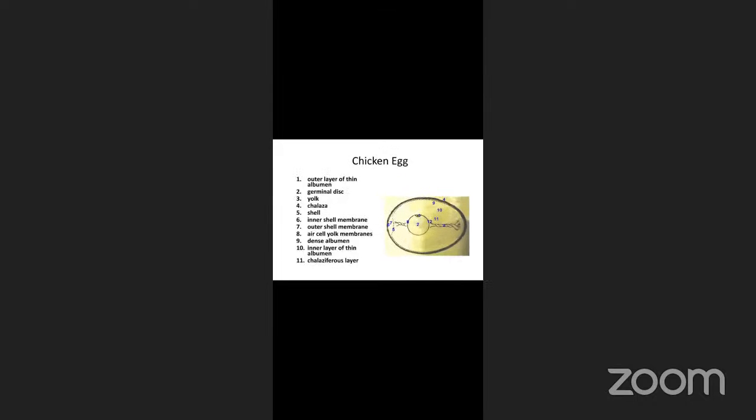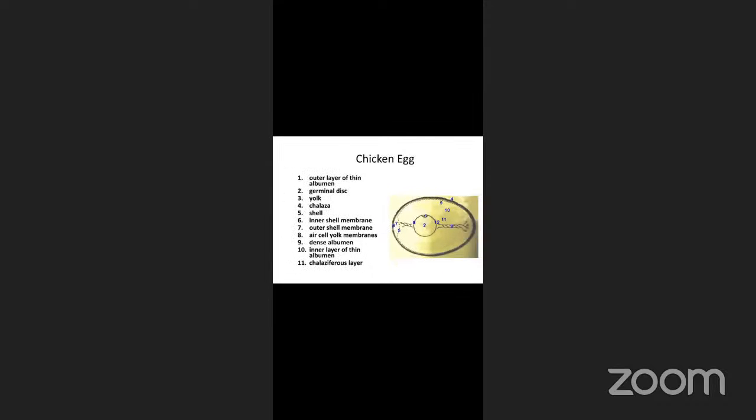Then this is how a chicken egg looks. The outer thin layer of albumin is present at the center, and inside that we have a germinal disc. And on 2 sides of this albumin layer, we have yolk and chalaza. Then we have the outermost shell, then inner shell membrane, outer shell membrane, then yolk membranes and albumin, and we have the chalaziferous layer. So all this we have discussed now.